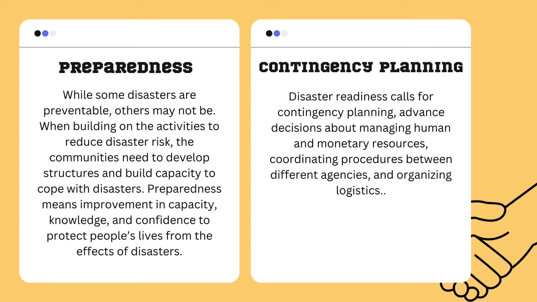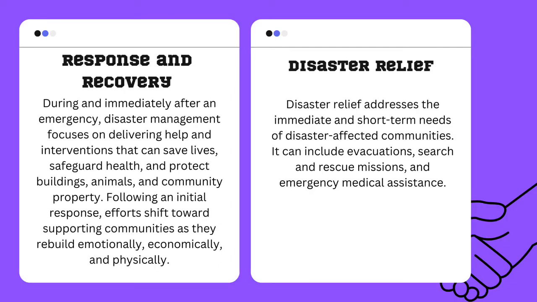Next is the contingency planning. Disaster readiness calls for contingency planning, advanced decisions about managing human and monetary resources, coordinating procedures between different agencies, and organizing logistics. Next is the response and recovery. During and immediately after an emergency, disaster management focuses on delivering help and interventions that can save lives, safeguard health, and protect buildings, animals, and community property.